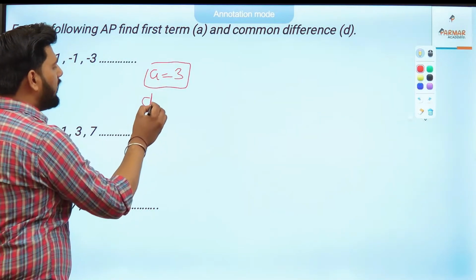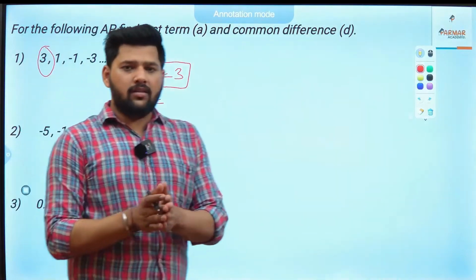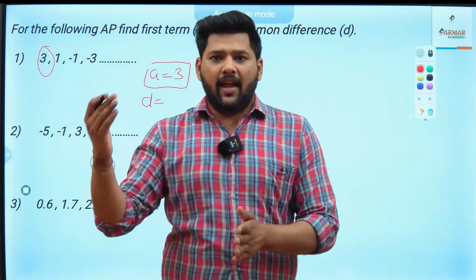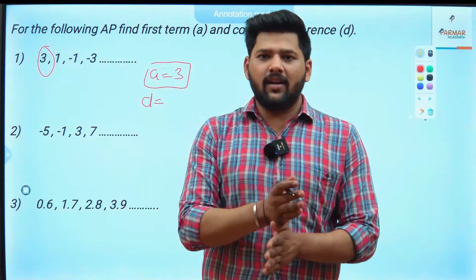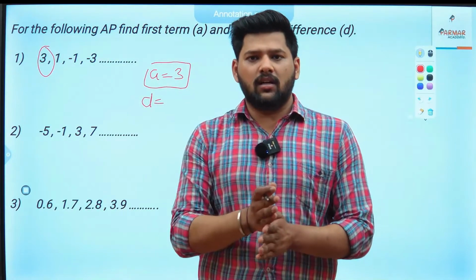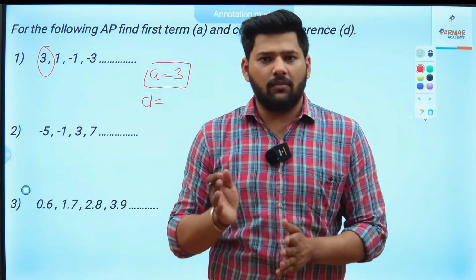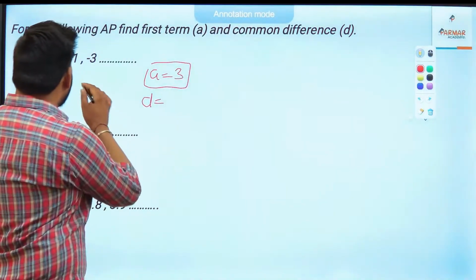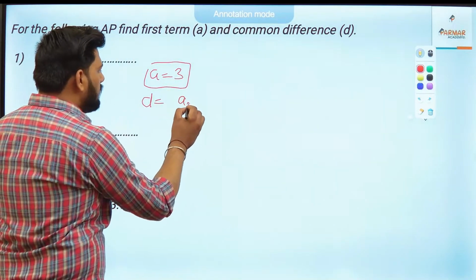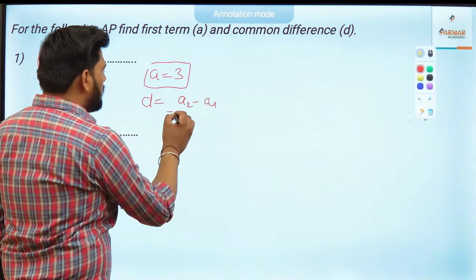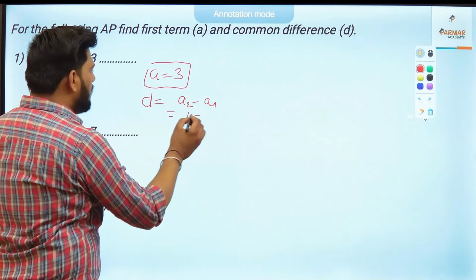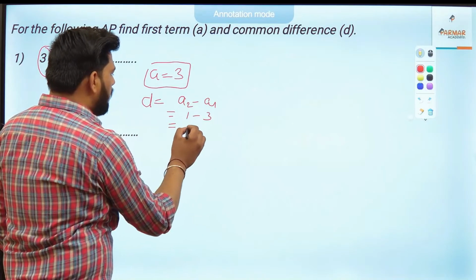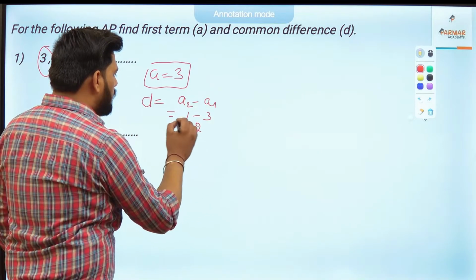And how to find the common difference? The common difference is always the next term minus the previous one, meaning third term minus second term, fourth term minus third term, or the fifth term minus fourth term, like this. So D is equal to second term minus first term. What is the second term here? That is 1 minus first term 3. So the common difference is minus 2.